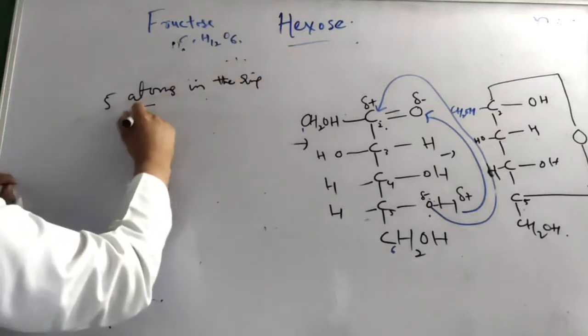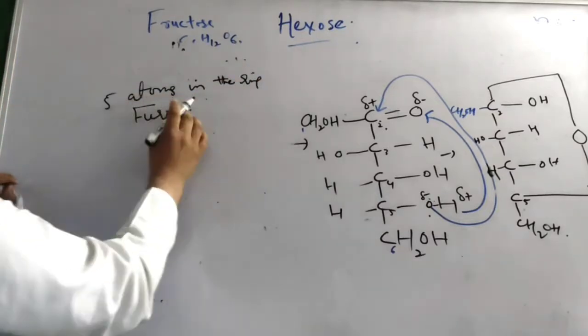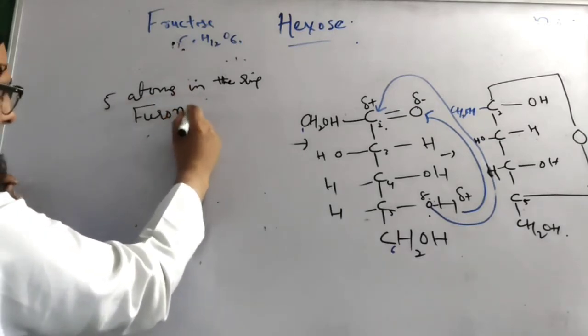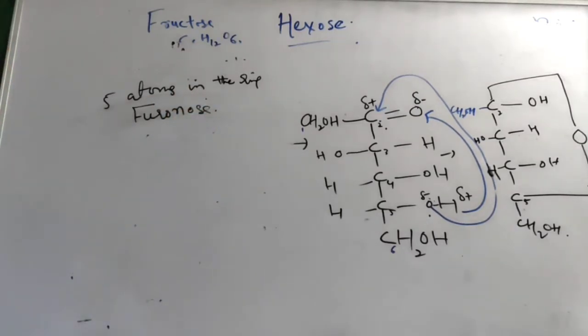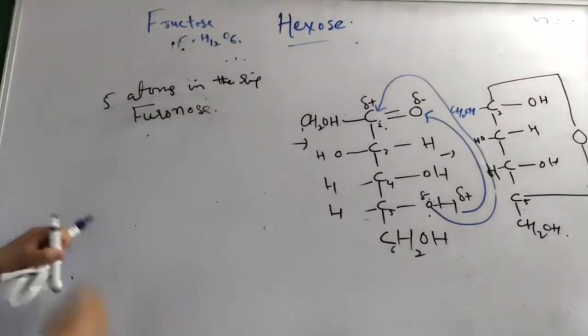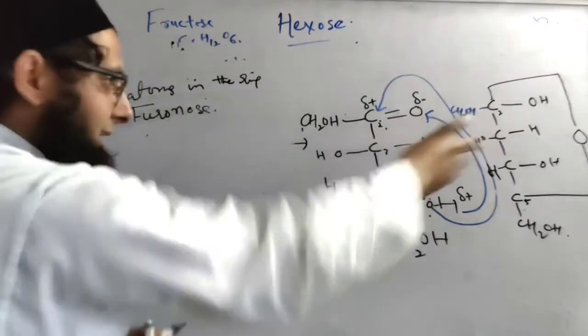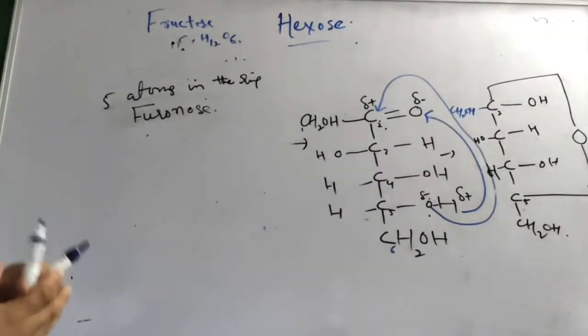So furanose is derived from the ring furan, the chemical structure furan. Furanose ring is formed. So let us learn what will happen. We need to keep some things in mind to understand how to form this ring structure.